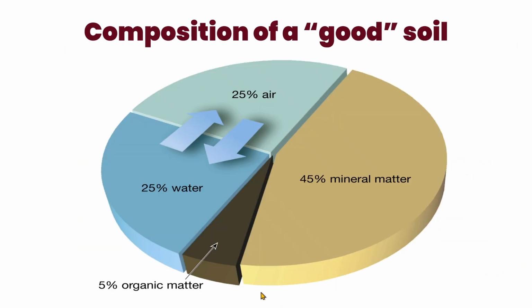So, what makes a soil good? What is a good soil? A good soil is composed of 45% mineral matter, 25% water, 25% air, and 5% organic matter. Without mechanical and chemical weathering, that was our previous lesson, without these kinds of weathering working to break down rock, there would not be any soil on Earth.